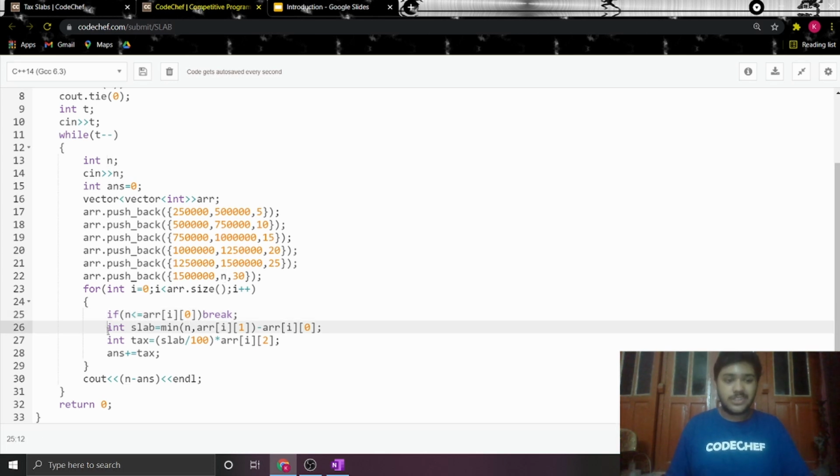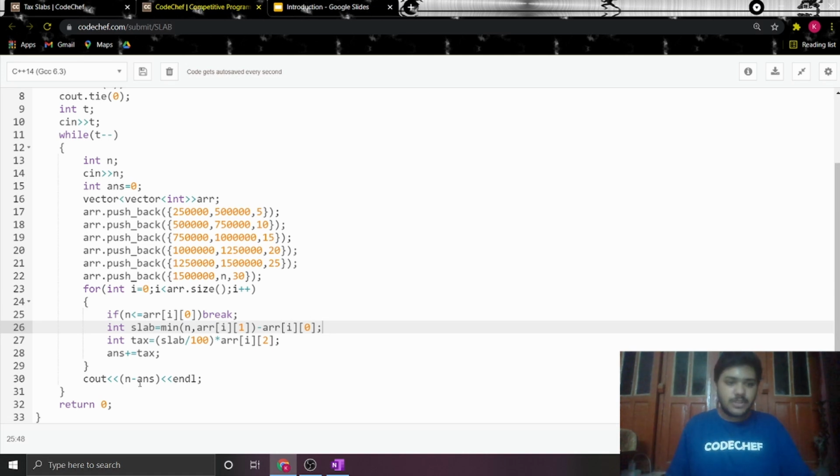Now, but if it is not so, then the slab would be equal to the minimum of n comma array of I1 minus array of I0. There might be certain cases. If this is a tax slab, array of I0 and array of I1, and the income is here, then we have to charge the tax from array of I0 till n. But if this is array of I0 and this is array of I1 and this is the income, then we have to charge the tax from array of I0 till array of I1.